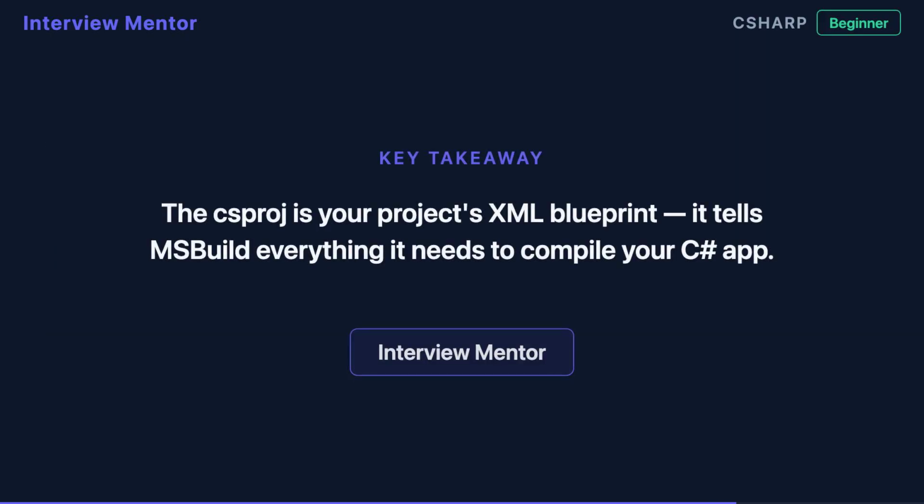The csproj is your project's blueprint. XML configuration that drives MSBuild to compile your app.